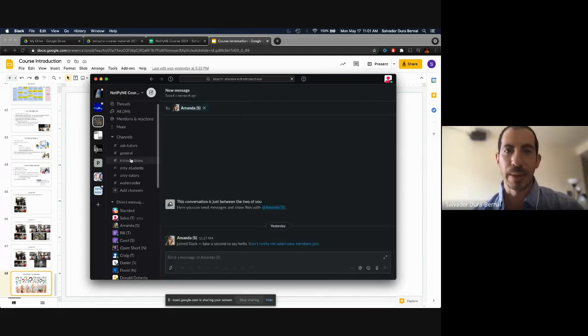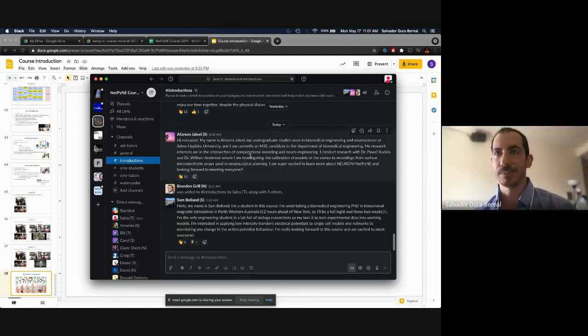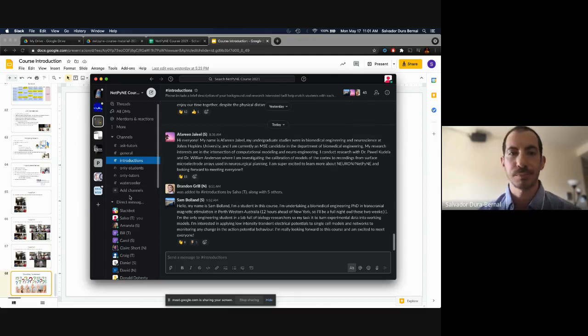Unfortunately, this is not a paid version of Slack, so you cannot use the video call feature. So to arrange video calls with other participants, you can either use your own favorite tool, if you have Zoom or whatever, or if you don't have access to any or you prefer, you can just let us know, and we will create a Google Meet specifically for you that you can use.